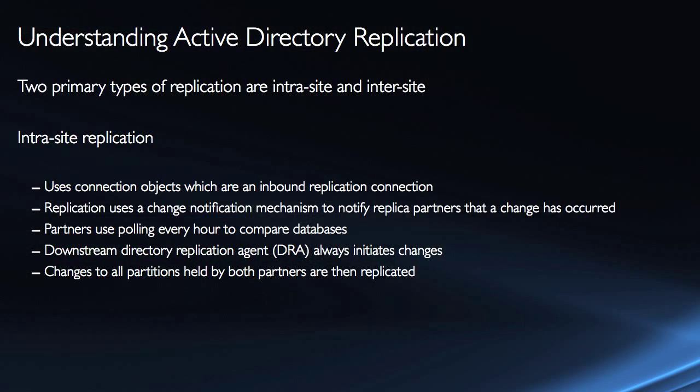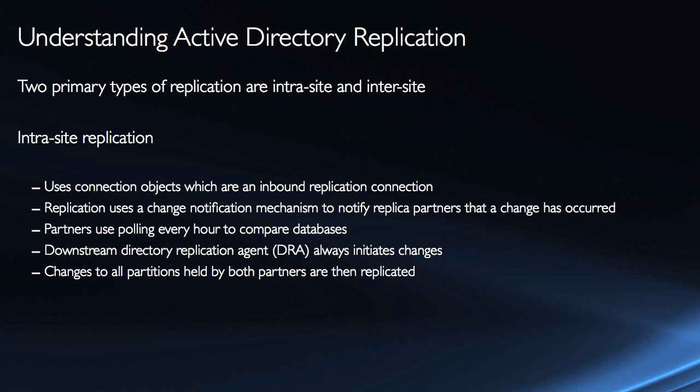Now, there's two primary types of replication that can occur in Active Directory. They are intra-site, inside the site, and inter-site, between sites. So intra-site replication uses connection objects. These connection objects are inbound replication connections. They are automatically generated by the KCC. The replication inside a site is going to use what's known as a change notification mechanism. That means that when a change occurs, I'm going to notify replication partners that a change has occurred. And then those partners, if they require that change and they don't have that update, they will request the change from me. Partners will use polling every hour to compare databases and make sure that we are consistent.